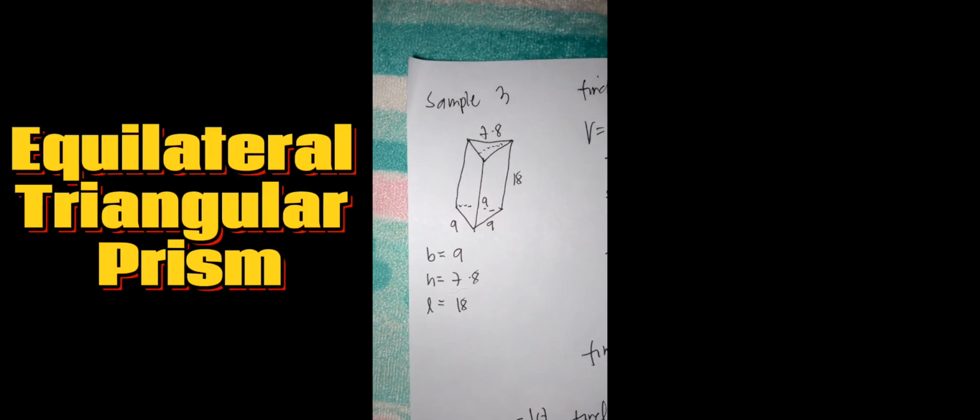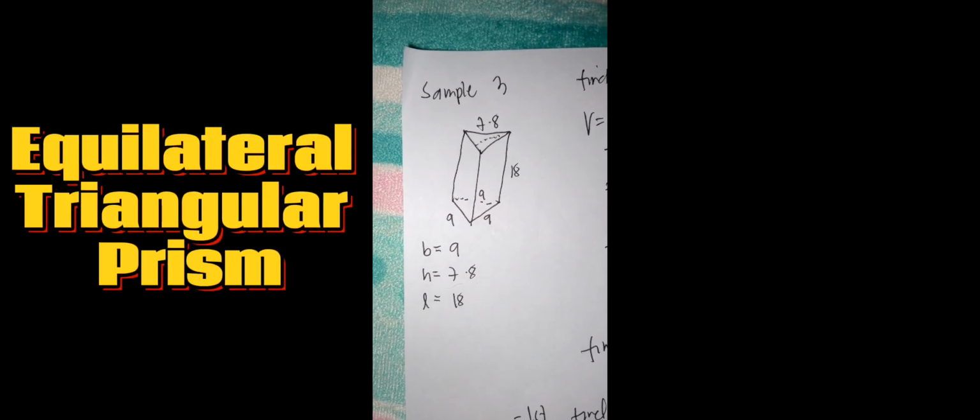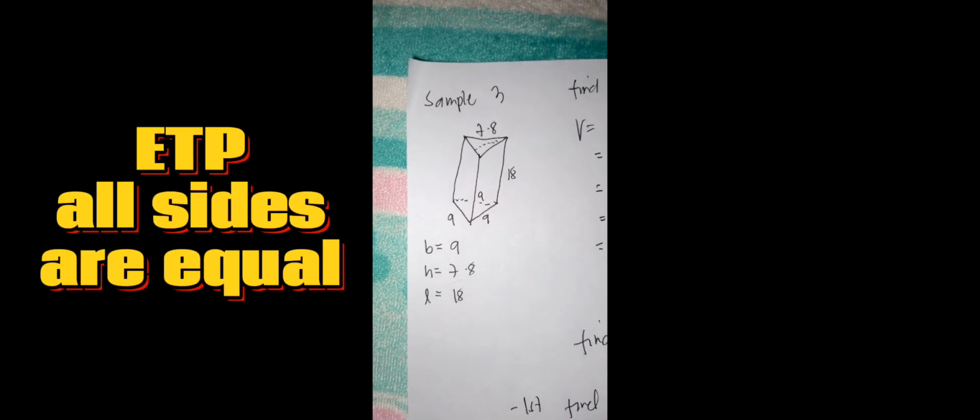For our last example, we have an equilateral triangular prism. An equilateral triangle, as you can see, has all sides equal. Now find the volume of the equilateral triangular prism.